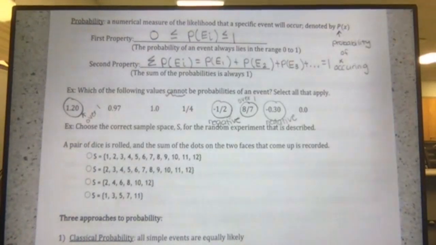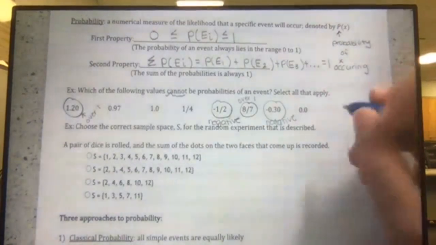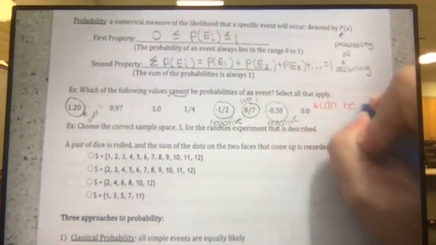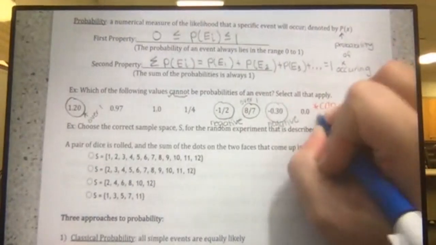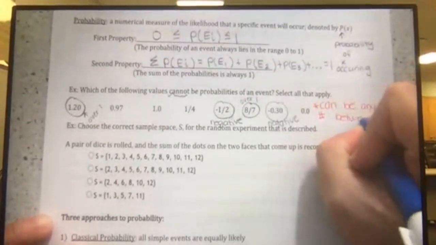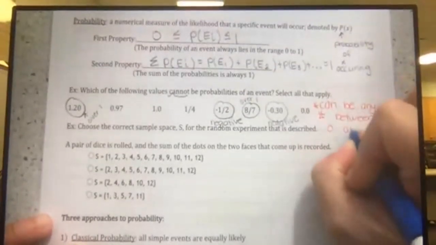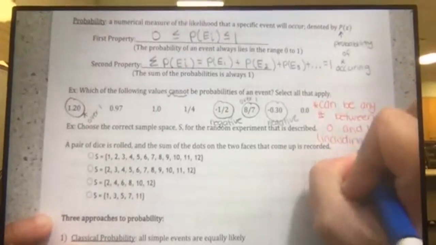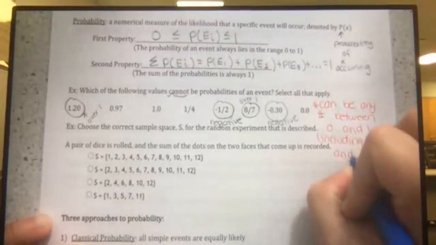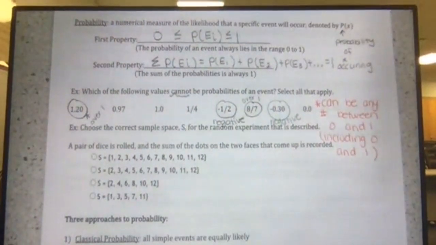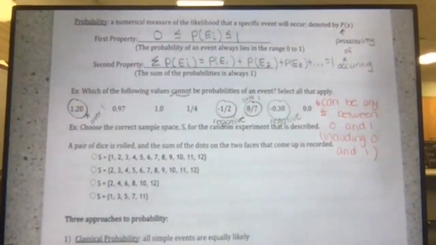So before I do that, let me just put a little note. Probabilities can be any number between 0 and 1, including 0 and 1. I said it, but I didn't write it. Probabilities can be any number between 0 and 1, including 0 and 1.